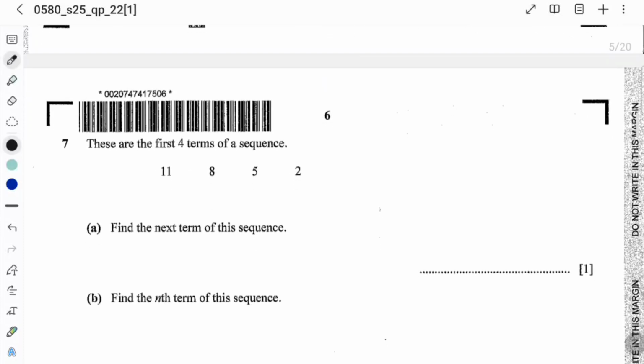Alright, the next question. These are the first 4 terms of the sequence. Find the next term of the sequence. For this, we'll have to find out how much is the difference or which type of sequence it is. So what are we going to do? We'll check that 8 minus 11 will become minus 3. It's a decreasing sequence, that is 5 minus 8 is minus 3 and is also minus 3. It means that we are just subtracting 3 to get the next term. So 2 minus 3 will do. 2 minus 3 is equal to minus 1.